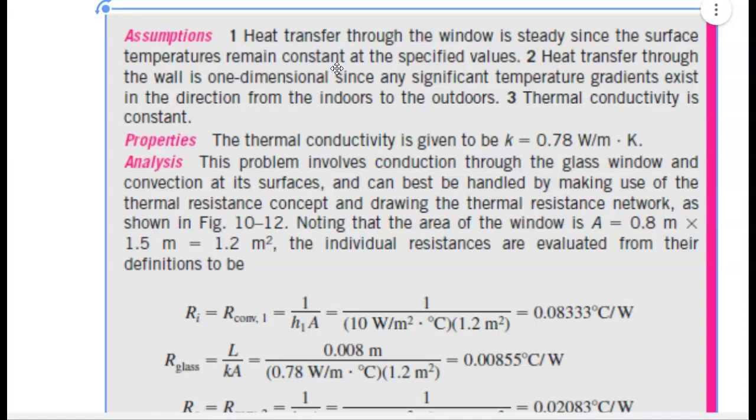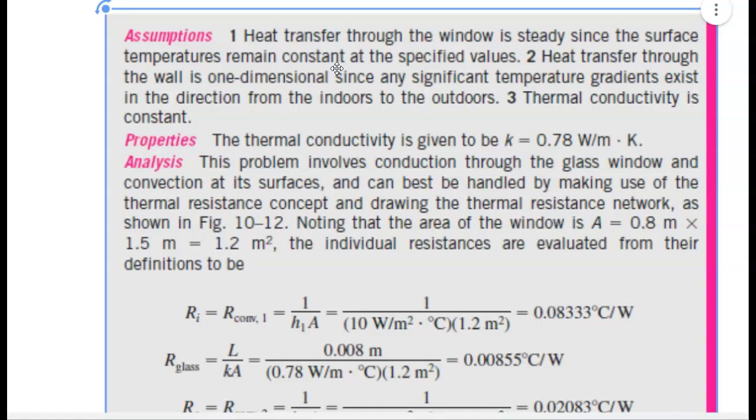The heat transfer through the wall is one dimension. It is not going in other dimensions as well, not along the y-axis, since any significant temperature gradient exists only in the direction from the indoor to outdoor. Or you can simply write it's a one-dimensional heat transfer. Thermal conductivity is constant, which means the glass is dry. There is no water molecule, there are no foreign bodies in it. The thermal conductivity is given, which is 0.78 watts per meter Kelvin. Now we need to find the heat transfer.